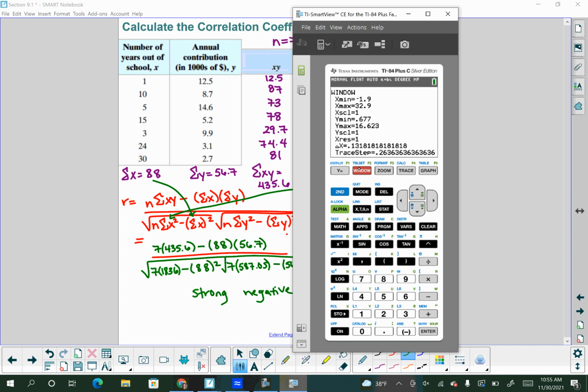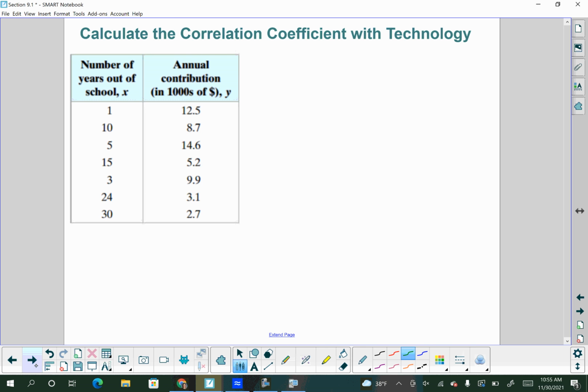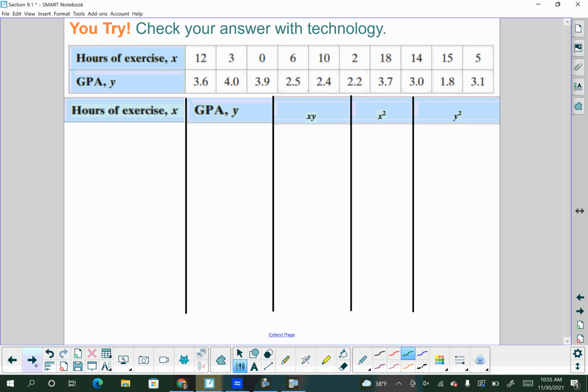All right, last problem for the day is yours to try. It's on the bottom of your paper. I want you to take this set of data, fill out all your columns, find the sum of every column, calculate the R using the formula by hand, which is what you're going to have to do on Friday, and then you can check it with the calculator when you're done.